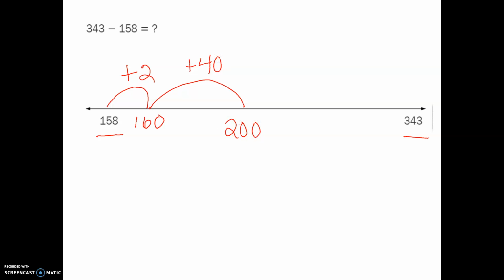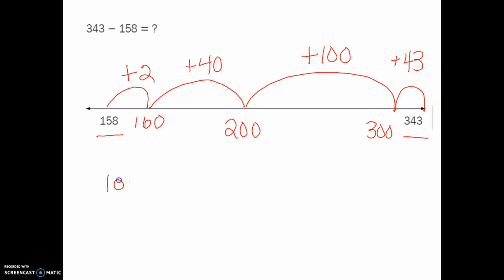I'm going to take another big one. I'm going to add 100. Because 100 plus 200 is 300. And then I'm going to hop all the way to 343 and add 43. So this is going to be 100 plus 43 plus 40 plus 2. And do you see how I wrote my numbers in order? Okay. So I'm going to add these two together first. 43 plus 40 is 80.